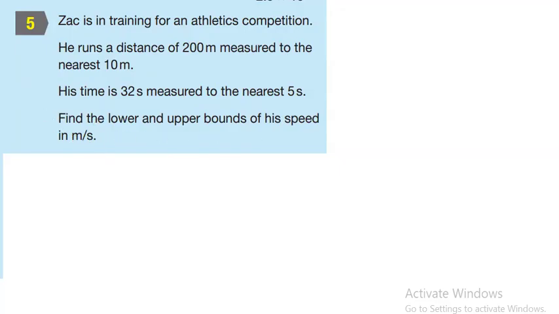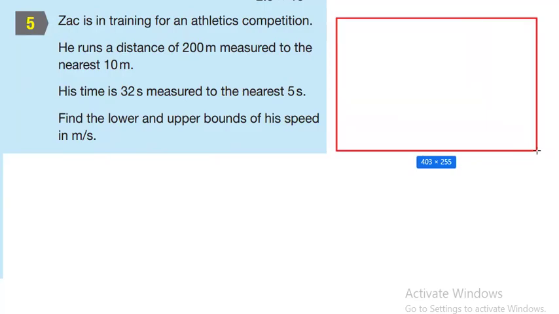So basically, we are trying to find the highest or the maximum speed that he can get from these measurements and the least or the lowest speed that he can get from these measurements. So the first idea is to find the 200 meters upper and lower bound, and then the 32 seconds upper and lower bound, using these degrees of accuracy. I'm going to make a table like this so I can use it to find the speed.